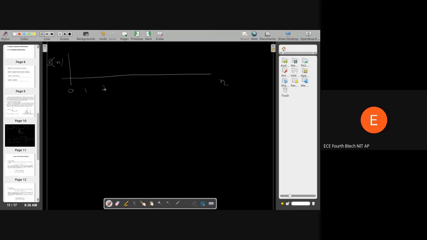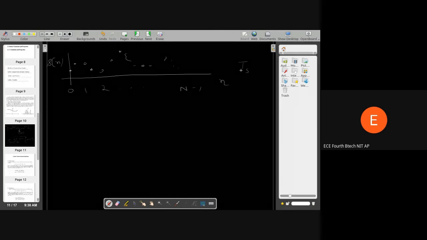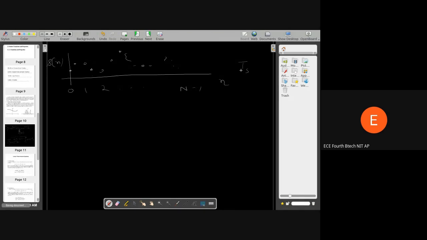And 0, 1, 2, some n minus 1. Let's say we were recording something, this n minus 1 or n length after sampling every Ts seconds, we got this signal, a sequence of numbers.